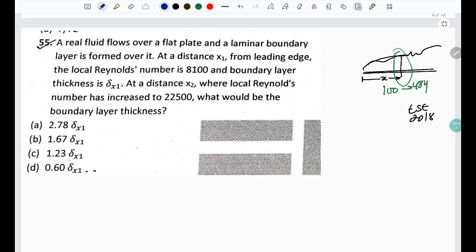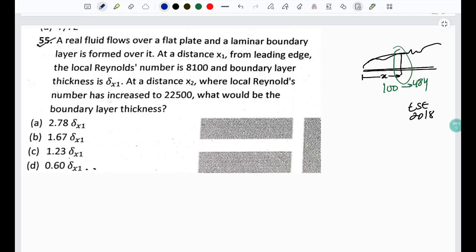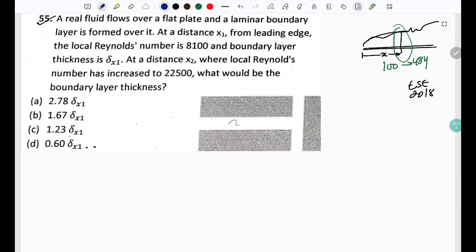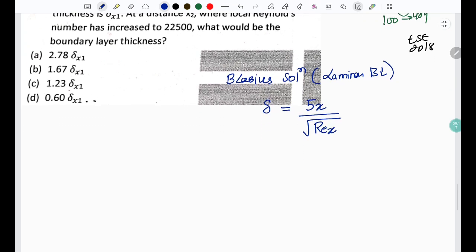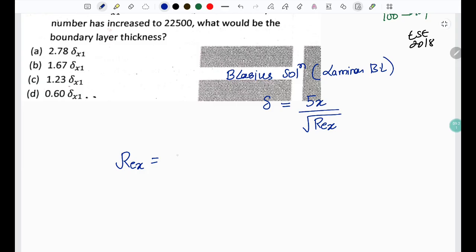Since the Blasius equation for the laminar boundary layer over a flat plate, or the Blasius solution for laminar boundary layer, suggests that the boundary layer thickness delta is given by 5x over root under Re_x, where Re is the Reynolds number, and Re_x can be further written as nothing but U infinity x over mu, which can be converted into U infinity x rho over mu, where U infinity is free stream velocity, nothing else.